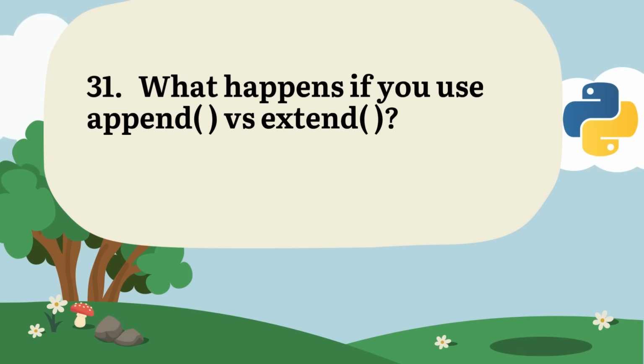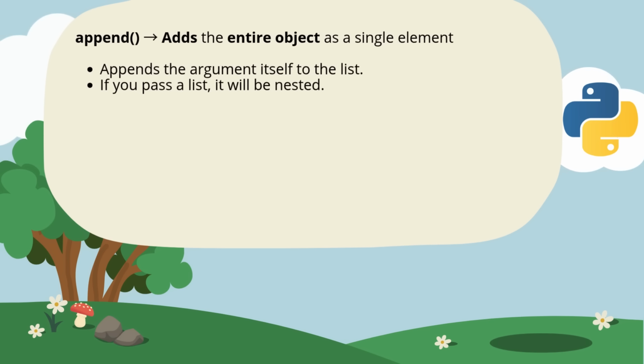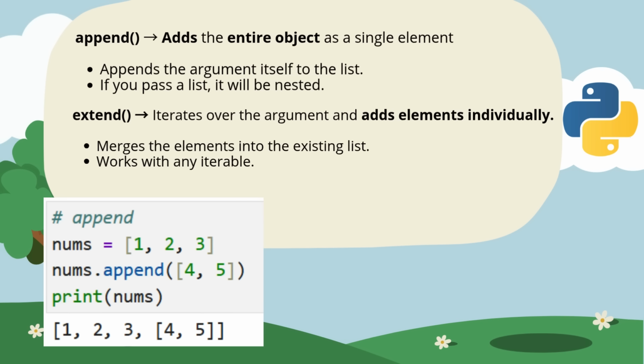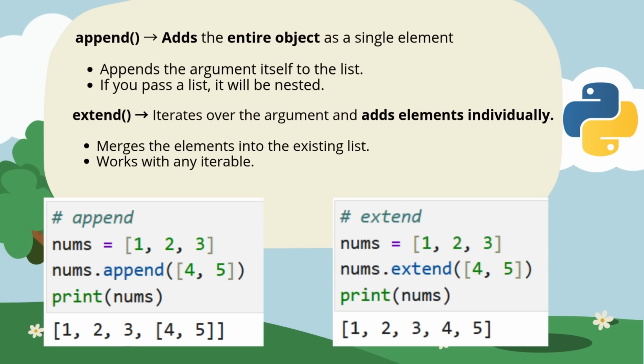Next, what happens if you use append versus extend? Watch carefully. If you start with a list and call append on another list, Python adds the whole list as one item, but extend adds the elements one by one. That's why the result looks different.